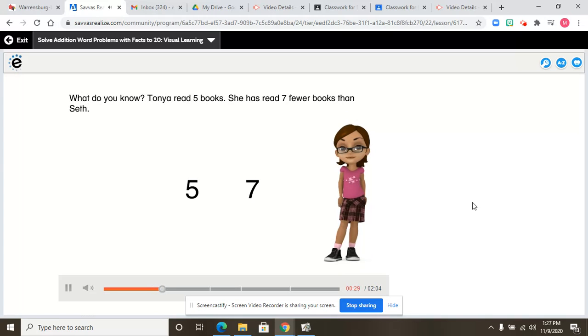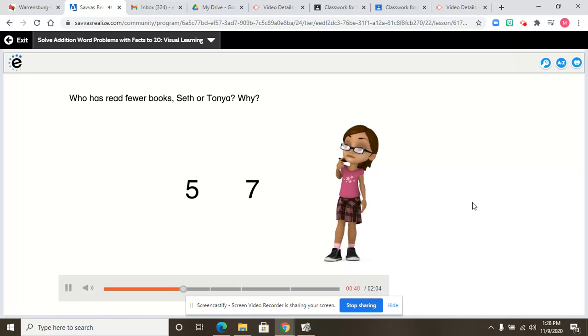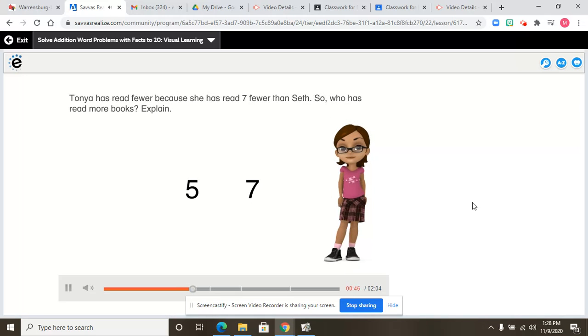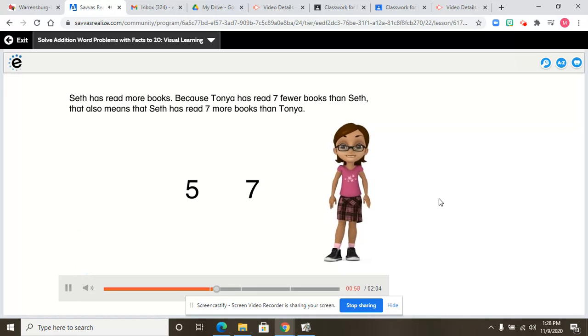What do you know? Tanya read 5 books. She has read 7 fewer books than Seth. Who has read fewer books, Seth or Tanya? Why? Tanya has read fewer because she has read 7 fewer than Seth. So, who has read more books? Explain. Seth has read more books. Because Tanya has read 7 fewer books than Seth, that also means that Seth has read 7 more books than Tanya.